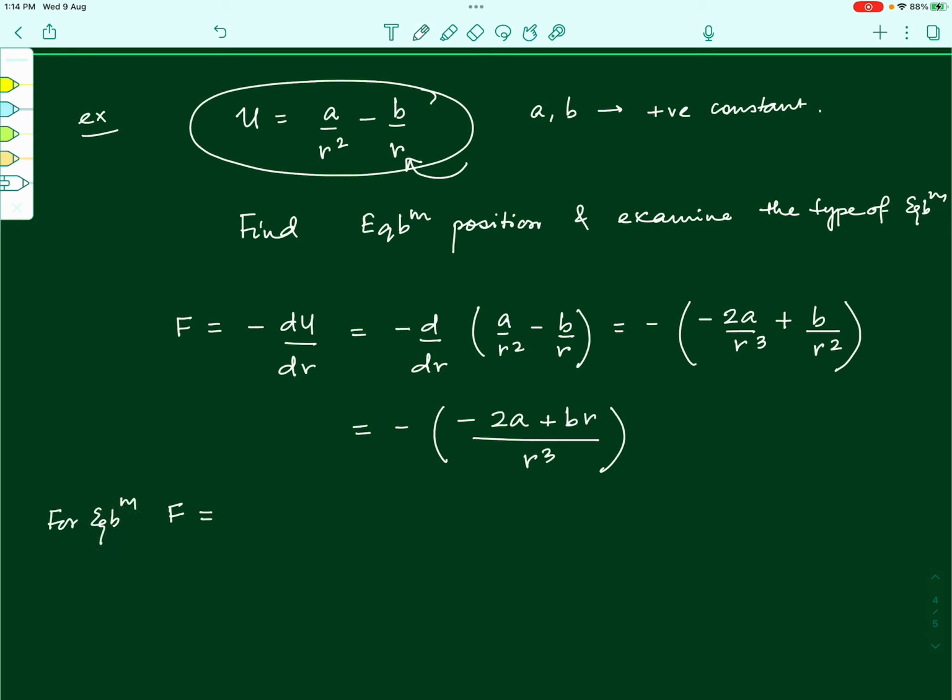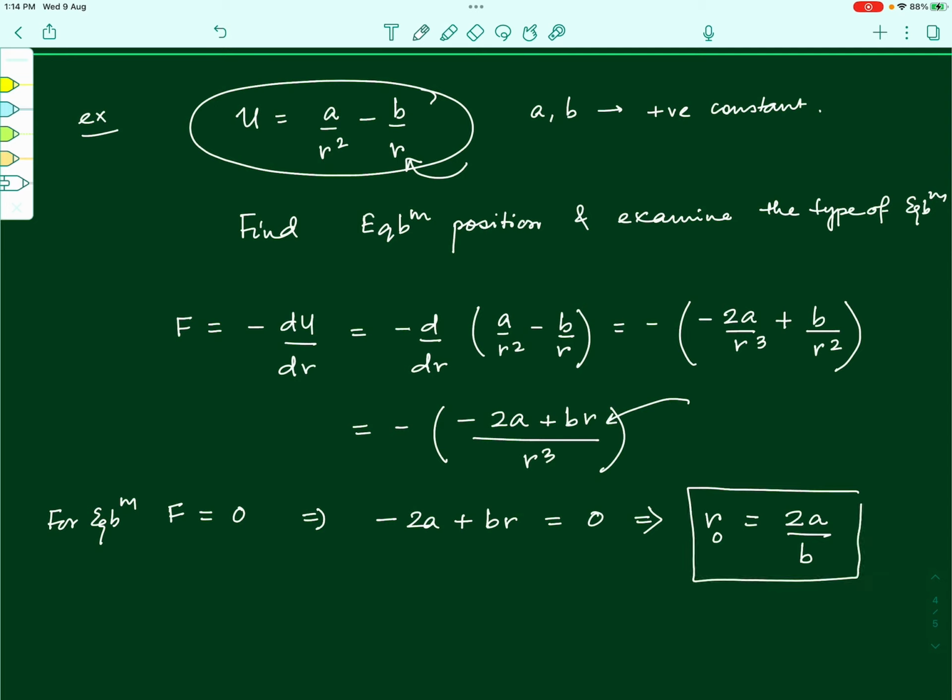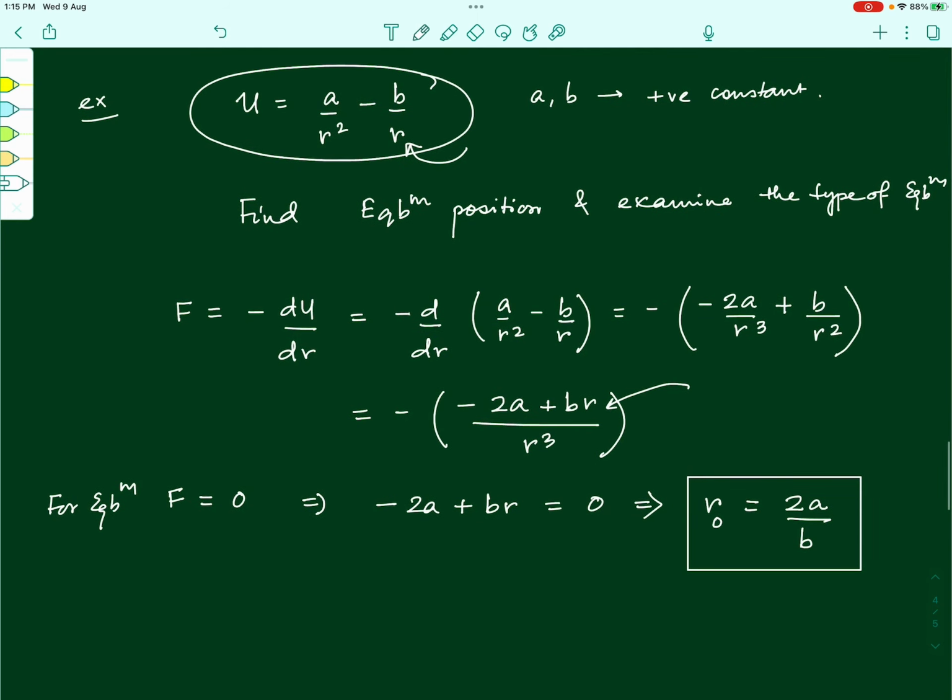can we say that F should go to 0? That means this upper term here should go to 0. That means minus 2A plus BR should go to 0, which gives us the value of R as 2A by B. Let us call this R as R naught, the equilibrium position. This is the answer for the first part of the question, finding the equilibrium position. So, R naught, which is 2A by B, is the position where the particle is in equilibrium. Now, we need to check what type of equilibrium it is. Is it a stable equilibrium or an unstable equilibrium?